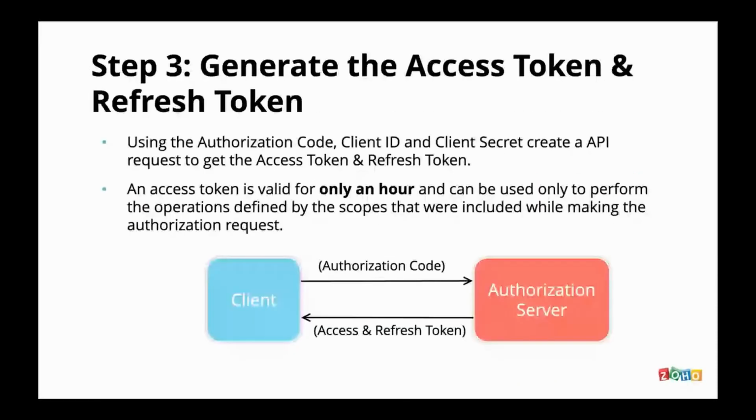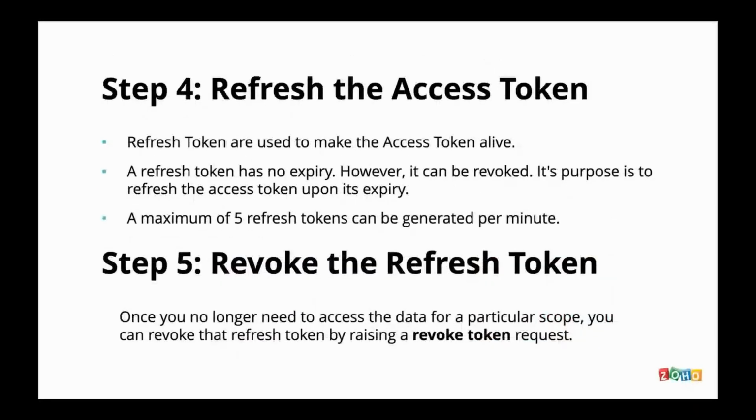And the third step is to generate the access token and refresh token. With the help of the authorization code, you can generate the access token and refresh token. The access token is going to be valid only for an hour, and the refresh token is a permanent token, which can be used to refresh the access token. So here we can see the access token can be refreshed with the help of the refresh token. A maximum of 5 access tokens can be generated per minute and not more than that. If you try to refresh more than that, it would end up in error. Maximum of 5. More than that, it would end up in error.